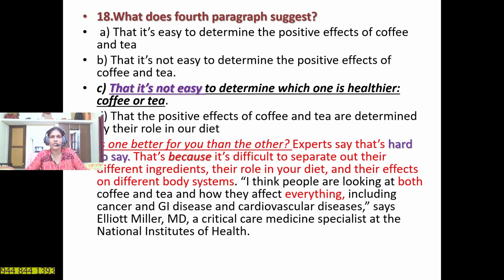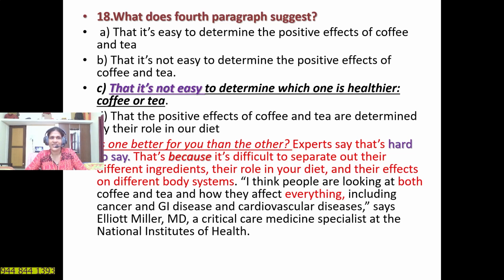What does the fourth paragraph suggest? What is the fourth paragraph? You have to read through it and you will find which is the fourth paragraph. As I said, you need to number the paragraphs. So it is written in the fourth paragraph, the topic sentence is like this: Is one better for you than the other? Experts say that's hard to say. That's because it's difficult to separate out their different ingredients, their role in your diet, and their effects on different body systems. So, what does the fourth paragraph suggest?